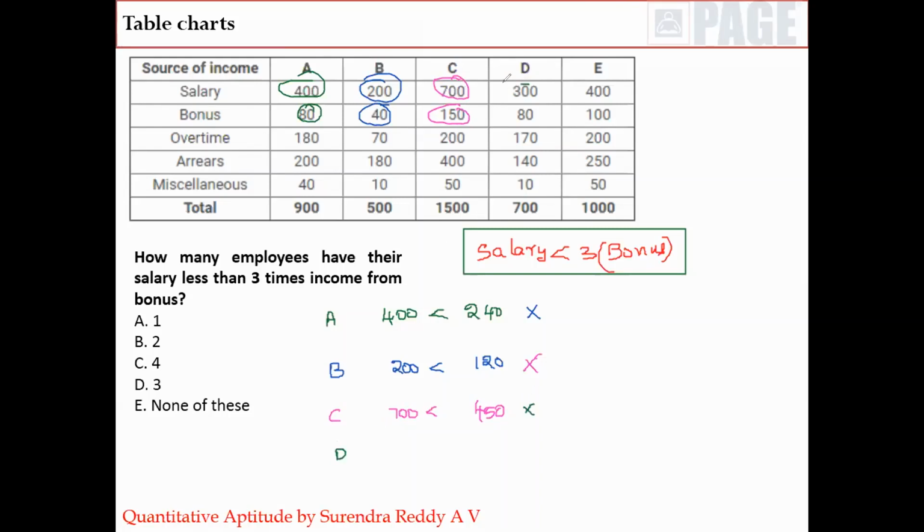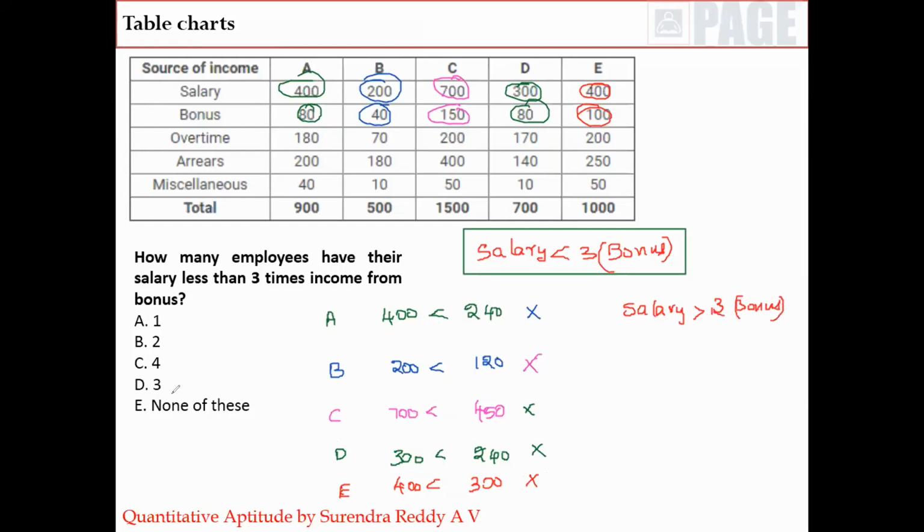Now for person D, the salary is 300. Is 300 less than, what is 3 times 80? Is 300 less than 240, guys? No. What about the person E? For person E, the salary is 400. Is 400 less than, what is 3 times 100? 300. Is it correct? No. So in every case, the salary is more than 3 times bonus. There is no person whose salary is less than 3 times bonus.